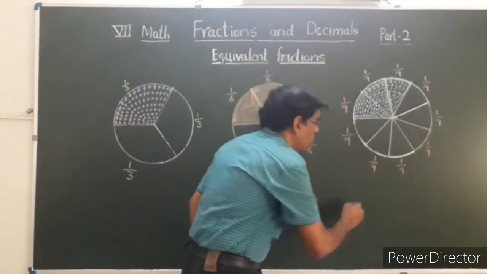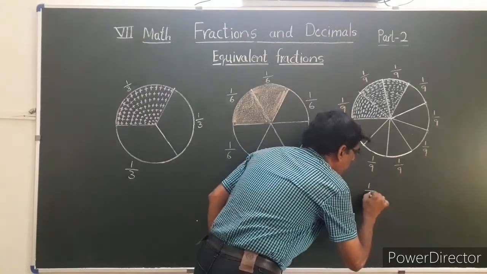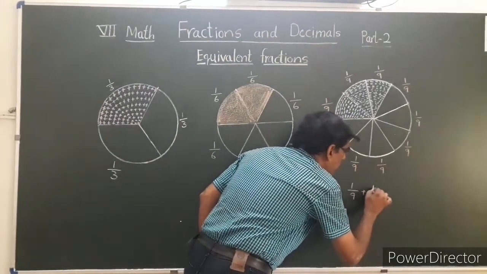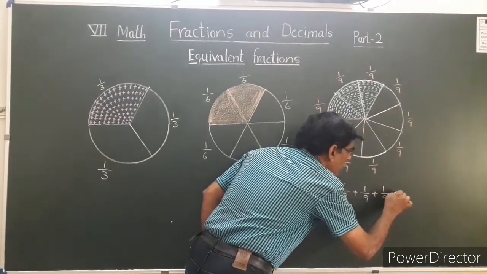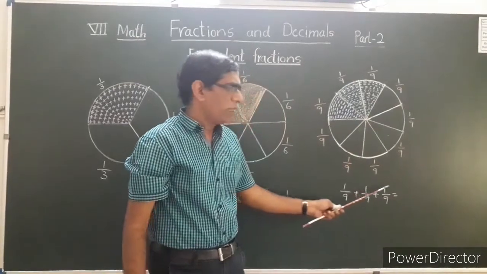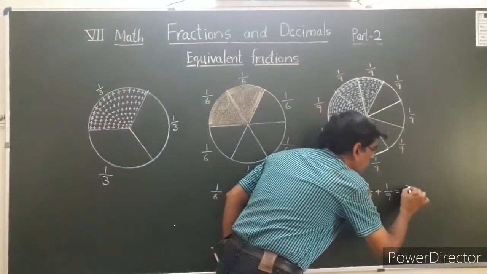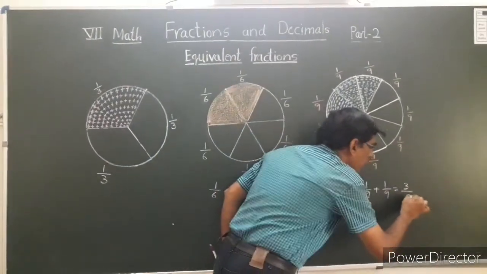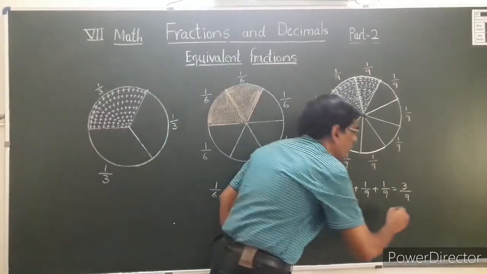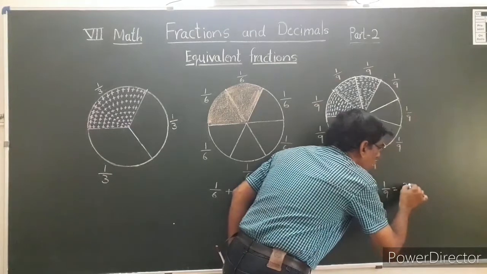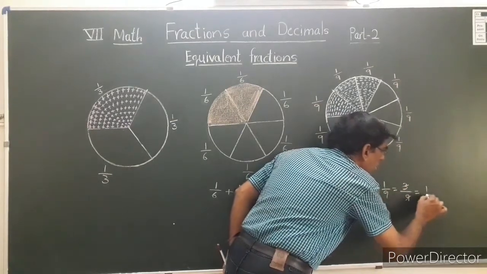Add them up. 1 by 9 plus 1 by 9 plus 1 by 9 is equal to 1 plus 1 plus 1 over 9, which is equal to 3 by 9. This reduced to simplest form: 3 divided by 3 gives 1, and 9 divided by 3 gives 3.